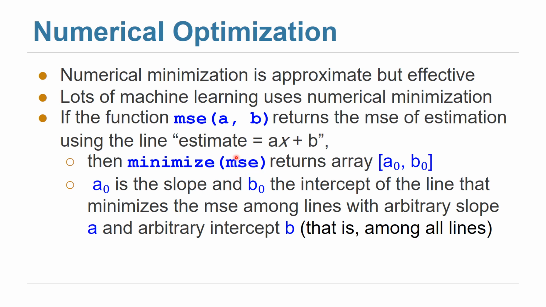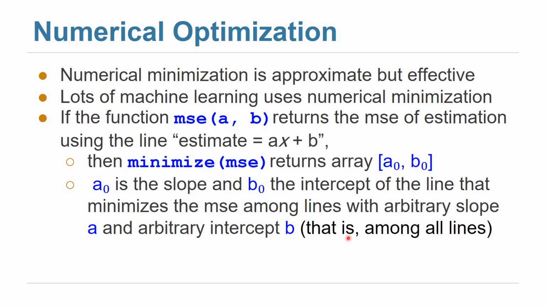So it takes this function that we want to minimize and returns back an array of values, one for each parameter. So in this case, if we give it MSE or mean square error, it will give us a value of a because we have a here and the value of b because we have b here. So it will give us back two values, and these two values give us the minimum value of that function. So in our case, a0 is the slope and b0 is the intercept of the line that minimizes the mean square error among all lines with arbitrary slope and intercept.